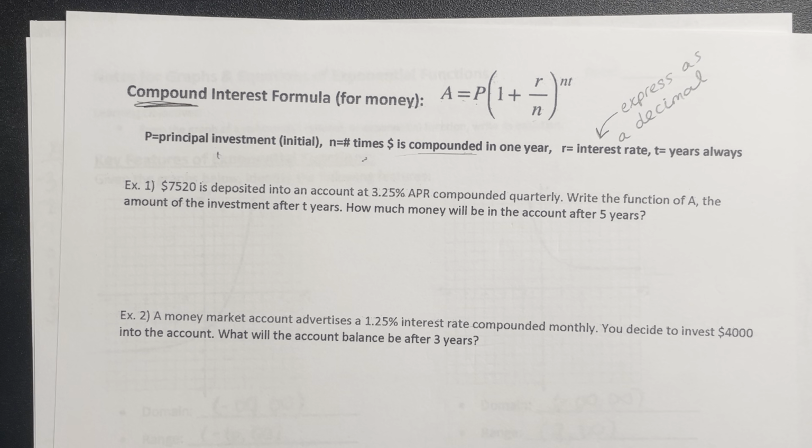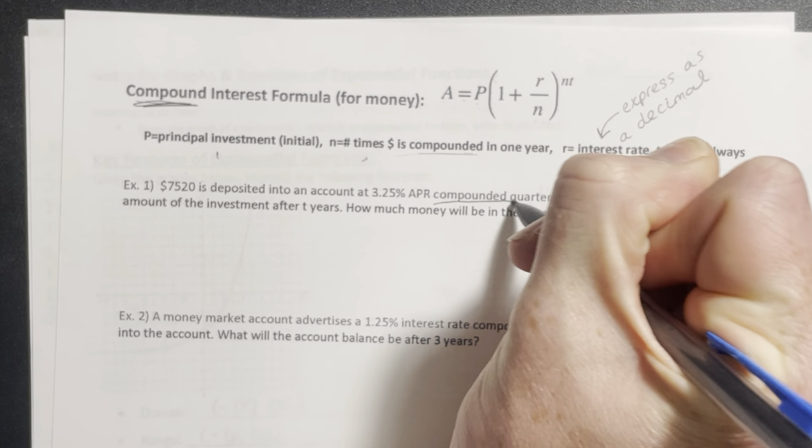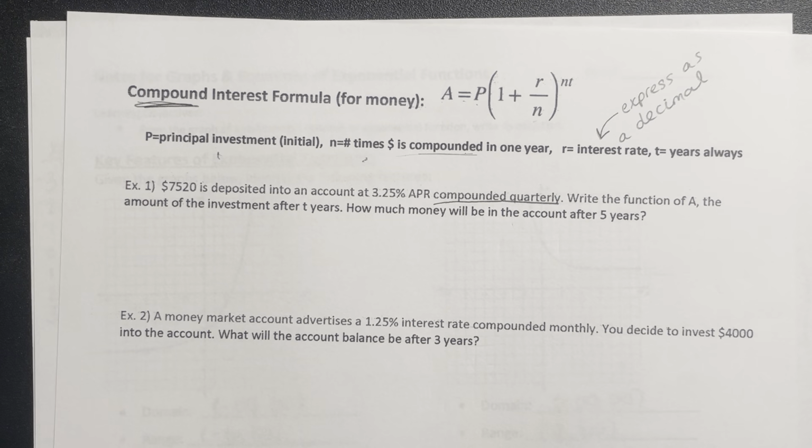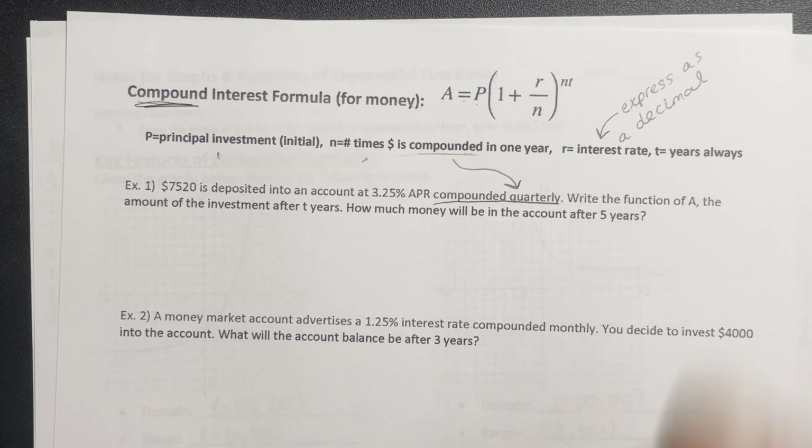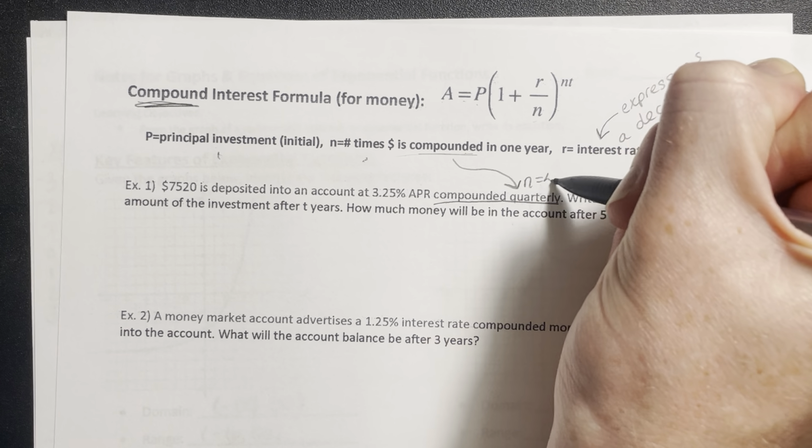So in number 1, we just want to see, can we use that function? $7,520 is deposited into an account at 3.25% APR. That APR is annual percentage rate. Compounded quarterly, there's our big clue word, compounded. So this one's compounded quarterly. If n is the number of times it's compounded in 1 year, then quarterly would be 4 times a year.